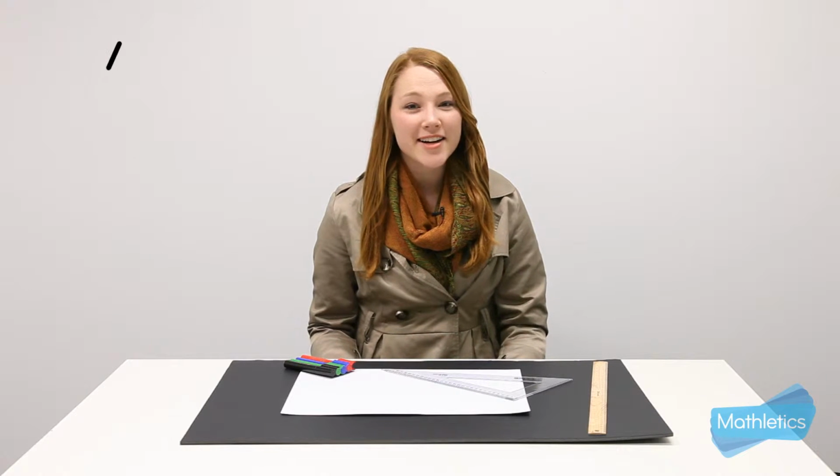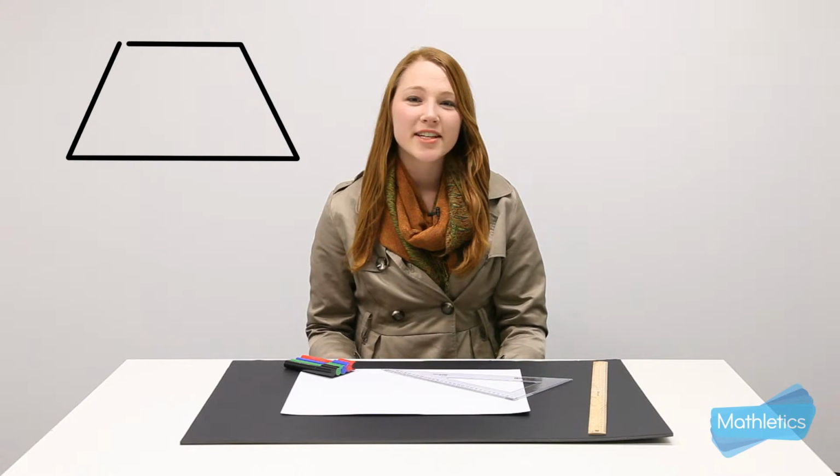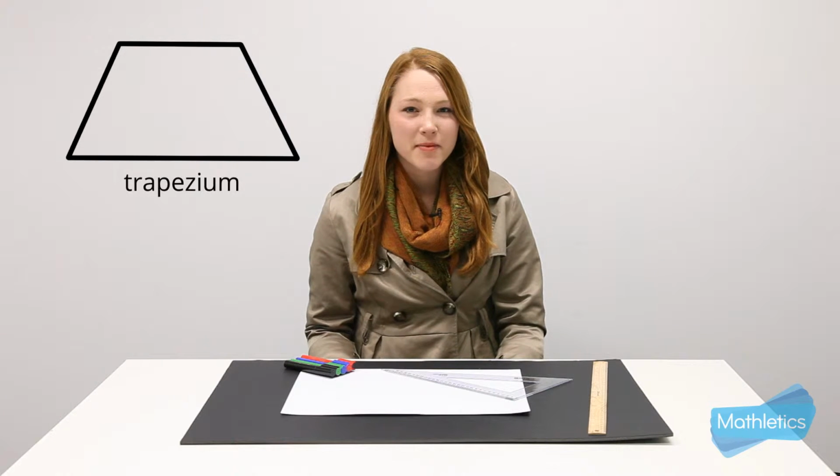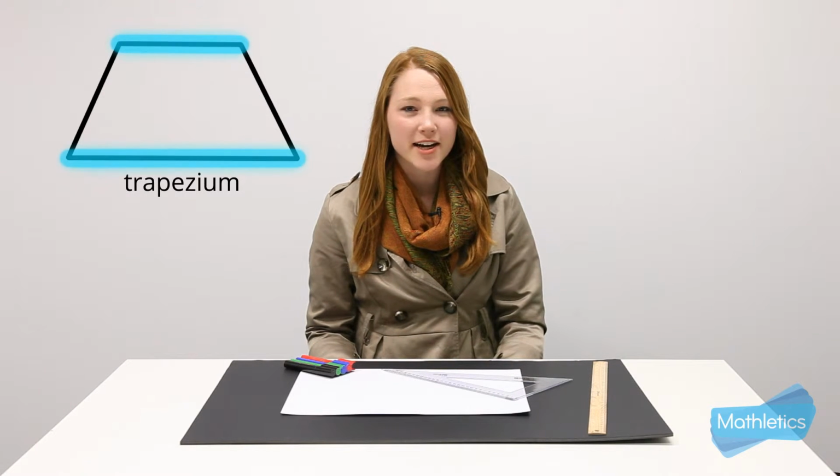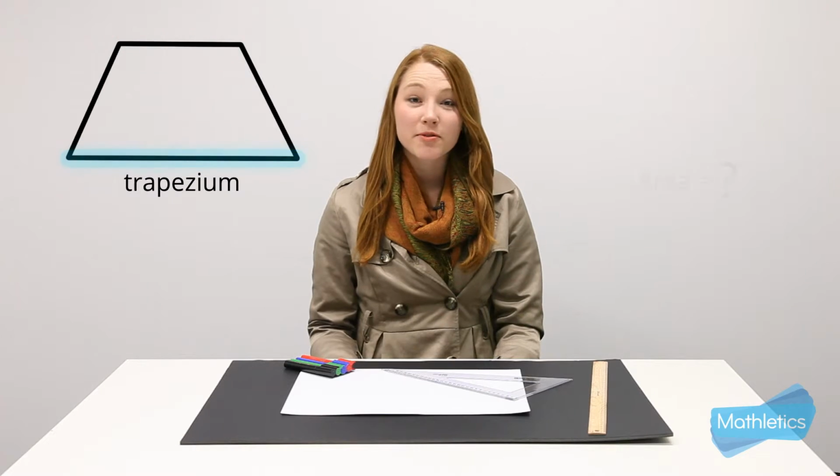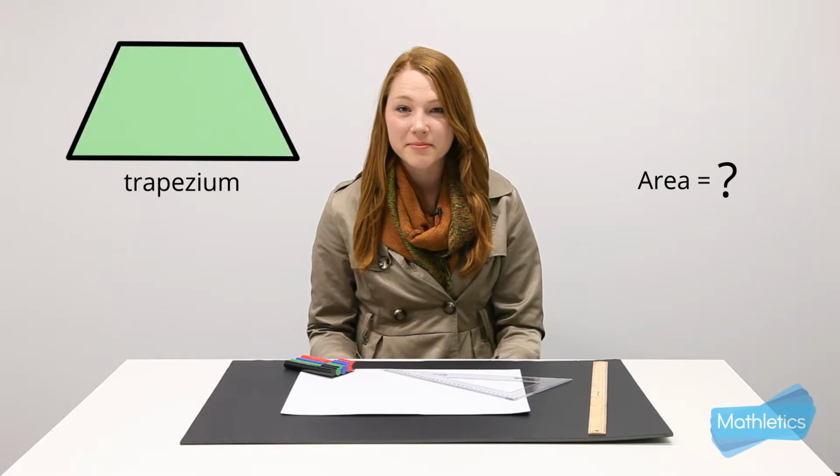Let's have a look at another four-sided shape. This shape is called a trapezium. It only has one pair of parallel sides. How do you think we could find the area of a trapezium?